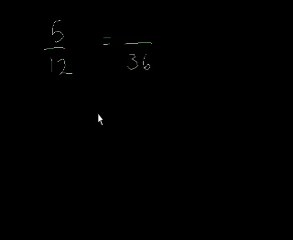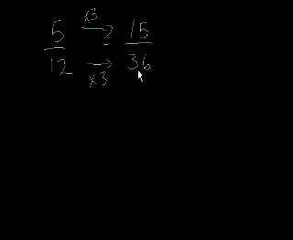So let's start with the fraction 5 over 12. And let's say I wanted to write that with the denominator 36. Well, to go from 12 to 36, what do we have to multiply by? Well, 12 goes into 36 3 times. So if we multiply the denominator by 3, we also have to multiply the numerator by 3. Times 3, we get 15. So we get 15 over 36 is the same thing as 5 over 12.